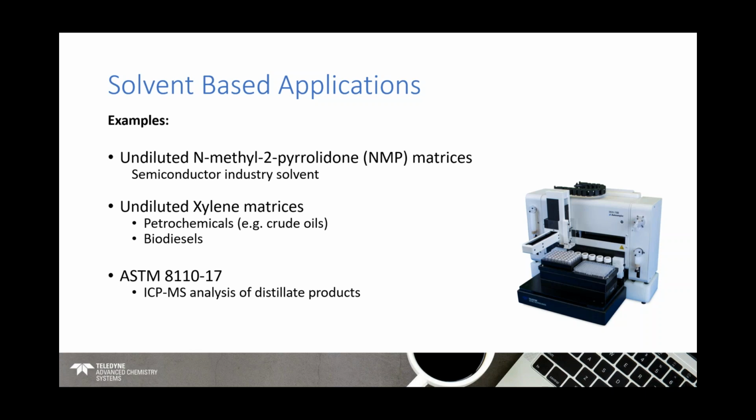Xylene-based matrices for petrochemicals, crude oils, biodiesels, etc. Again, xylene tends to make peristaltic pump tubing stiffen and brittle. So you might want to avoid a peristaltic pump and move to something like this kind of system for sample introduction. And then there's a recently generated ASTM method exactly on this kind of work for ICP-MS with middle distillate products, where the MVX 7100 would be beneficial in that kind of analysis.